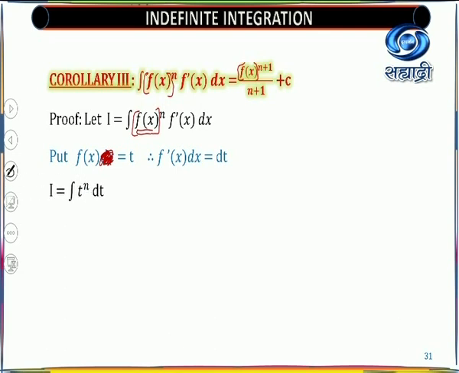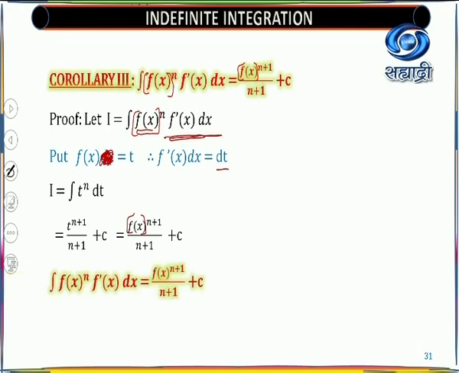What is next? Next is nothing but the integral. Now look here. f(x) is t means this becomes t raised to n, and this complete f dash x dx becomes dt. So finally you will get the integral of t raised to n dt. So this is equal to t raised to n plus 1 upon n plus 1 plus constant of integration. And now replace the value. So you will get [f(x)] raised to n plus 1 upon n plus 1 plus constant of integration.